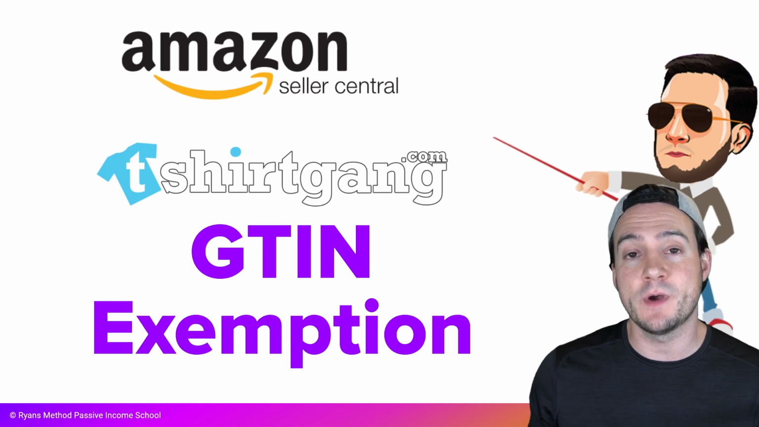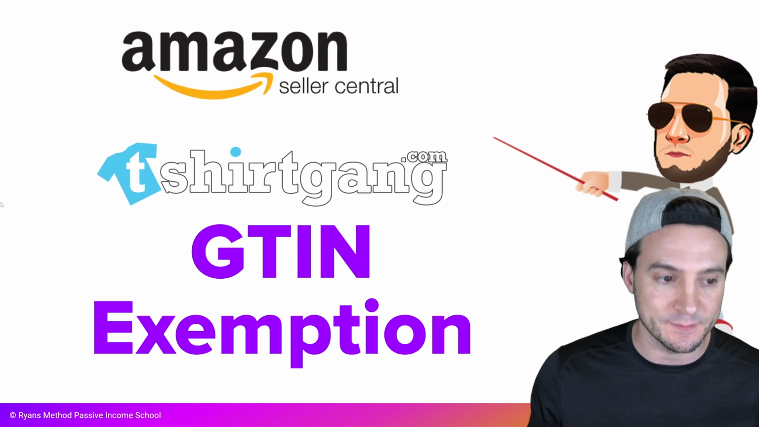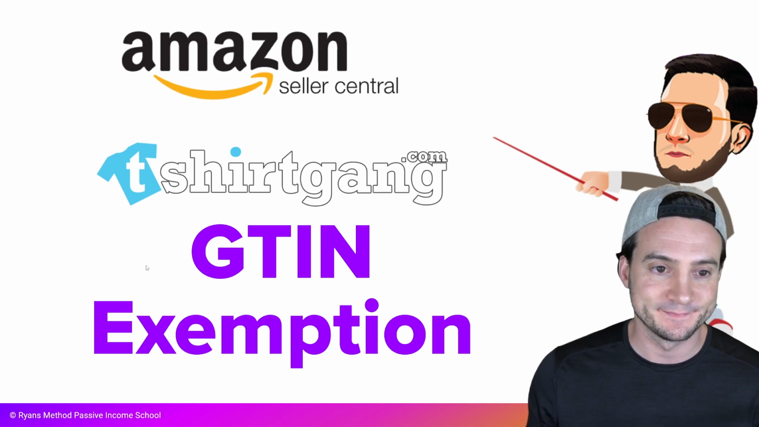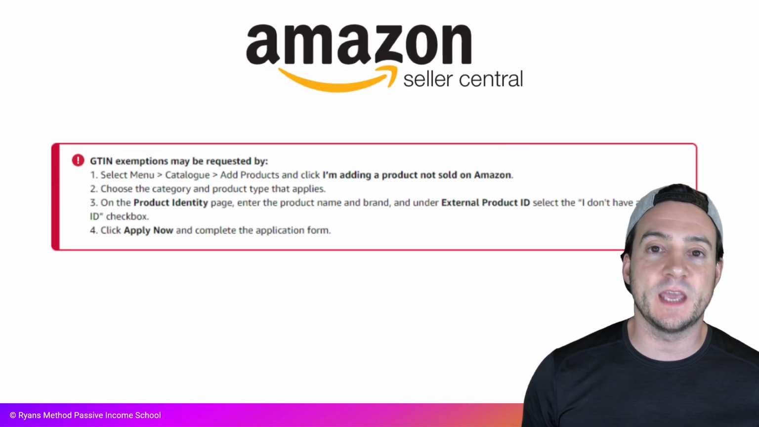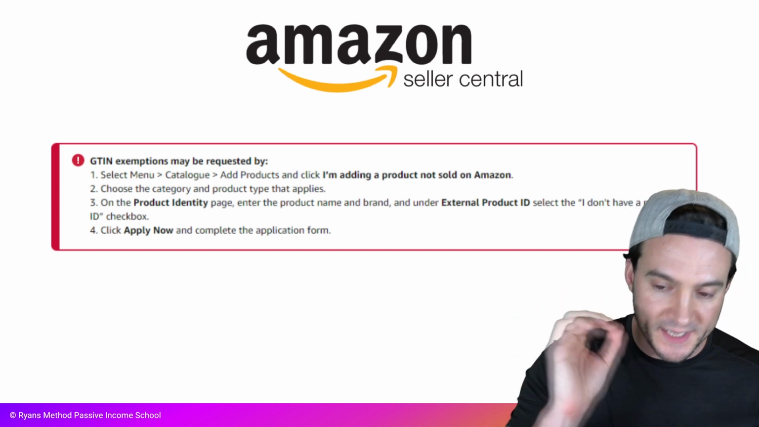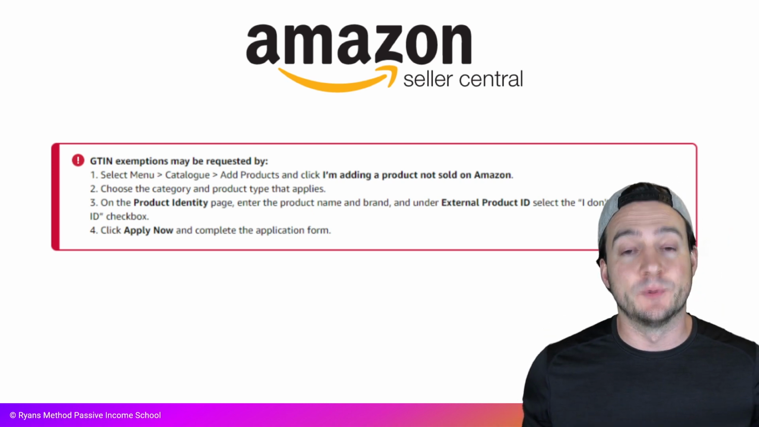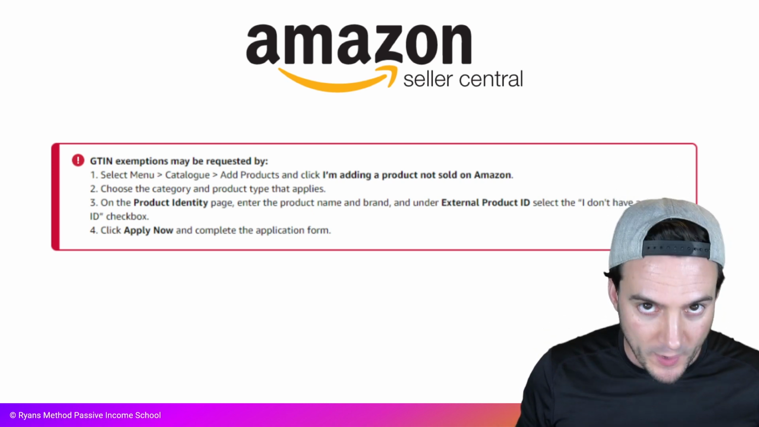This lecture will show you how to get your Amazon Seller Central GTIN exemption. I'm going to call it a GTIN exemption. It used to be a more straightforward process. You used to be able to go to one page on Amazon and simply apply for it and get instant approval. However, it is no longer that way.